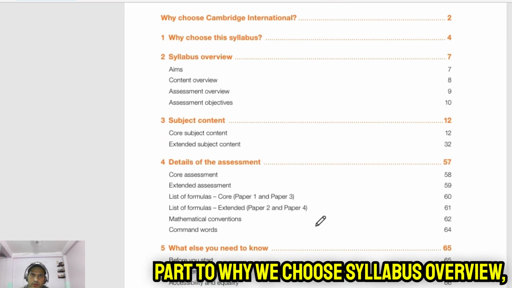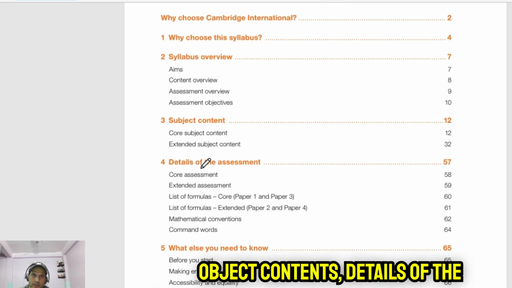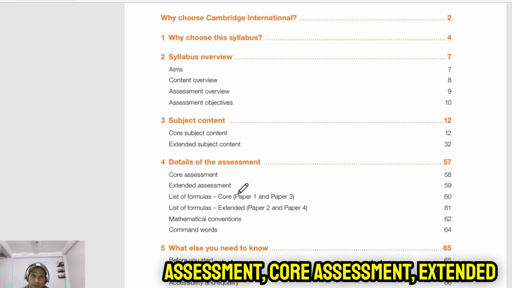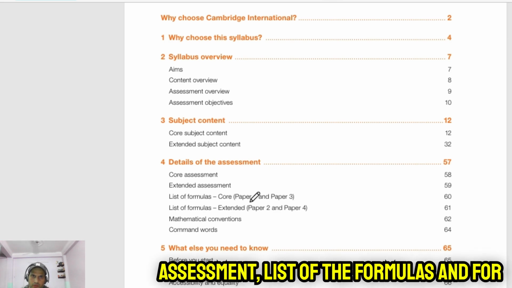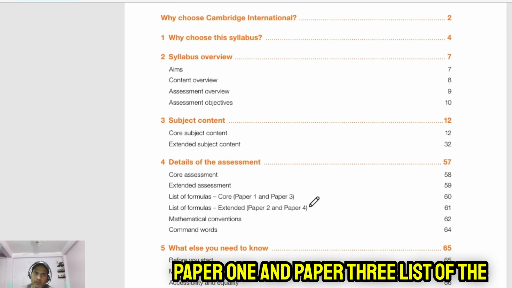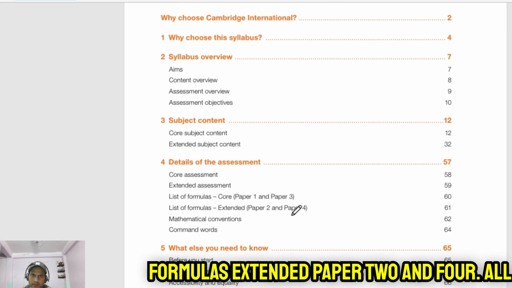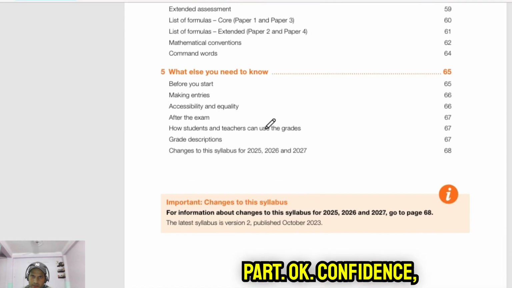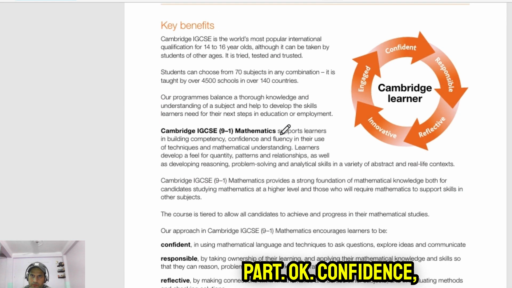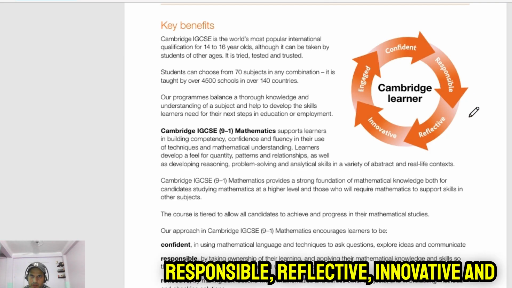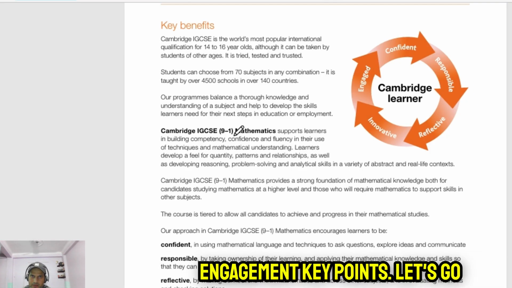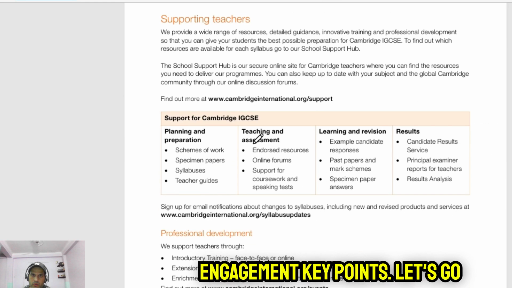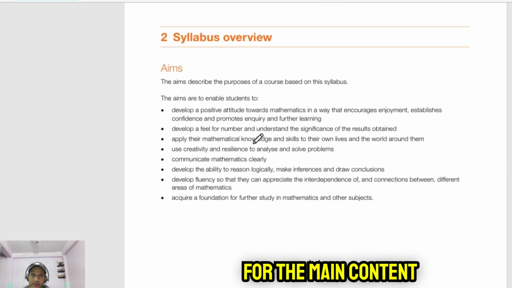And the syllabus part: why we choose it, syllabus overview, objective contents, details of the assessment, core assessment, extended assessment, and the list of formulas for paper 1 and paper 3, and the list of formulas for extended paper 2 and 4. You will see all of those things in this part. Okay. Confidence, responsible, reflective, innovative, and engagement are the key points. Let's go to the main content.